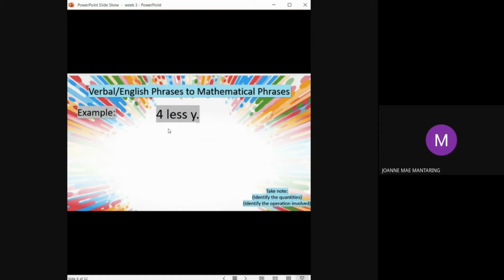Now, saan associated yung less? If you can still remember, less is associated with subtraction. Therefore, the answer is 4 less y or 4 minus y. So ito, kung nakikita niyo yung arrow ko, this is for English phrase. This is the algebraic expression.